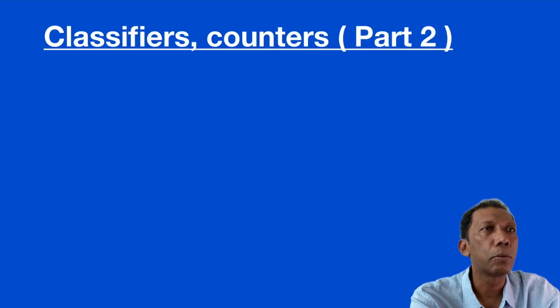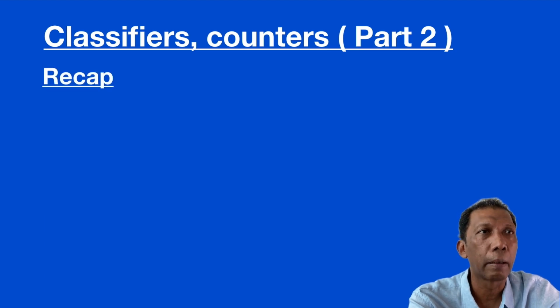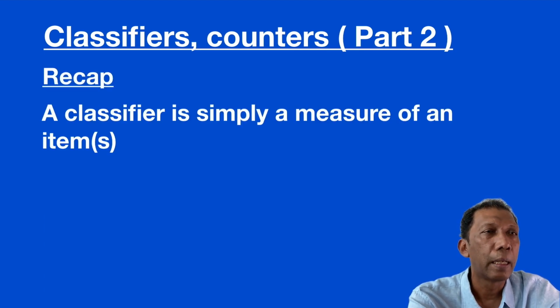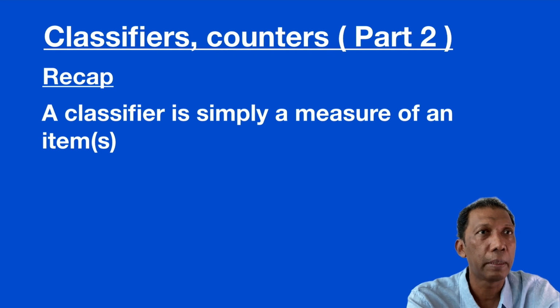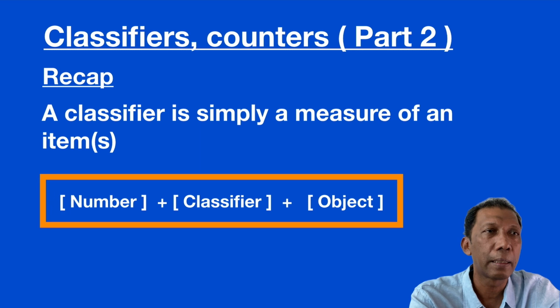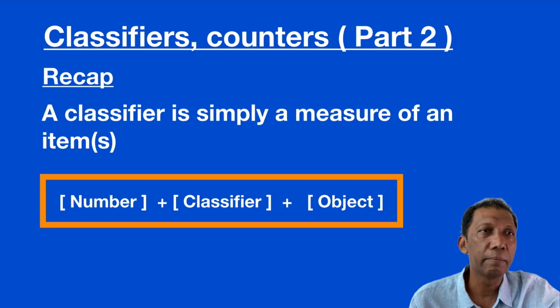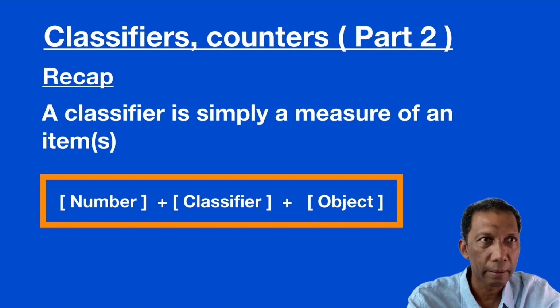Okay, let's get on to the lesson. This is classifiers and counters part 2. We have part 1. Now, just to recap on what we've done in part 1, a classifier is simply a measure of an item or a few items. The way you do that is a simple formula: the number 1, 2, 3, 4, 5, then the classifier, whatever it is, and the object.